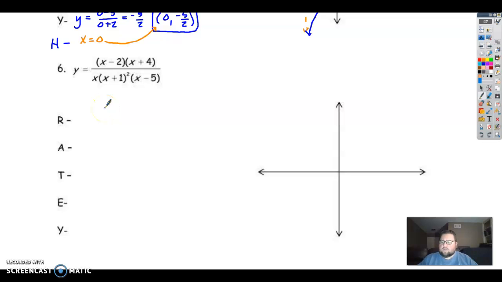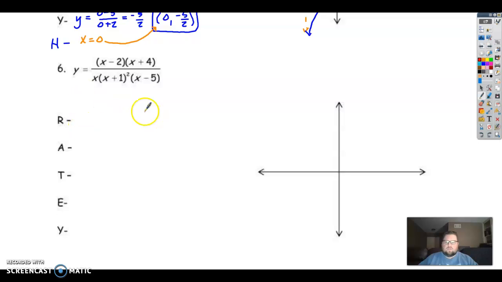Alright guys, just finishing up our day 2 lesson of graphing using rational functions. So we just had number 6 left over, so let's finish this one up. Alright, so nothing to cross out here, so we're not going to get any holes. There's just a lot of stuff going on, so we're going to have a lot of different things to graph.